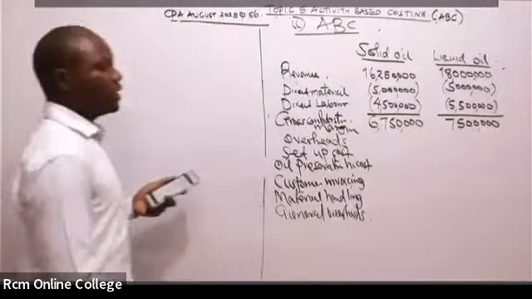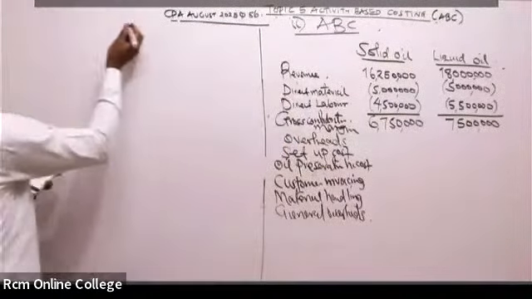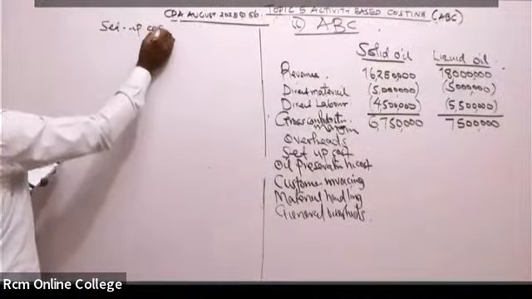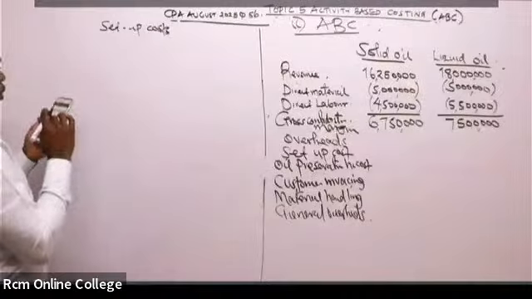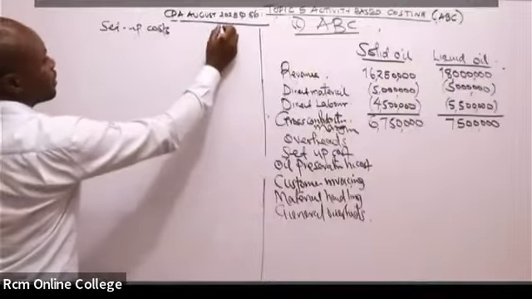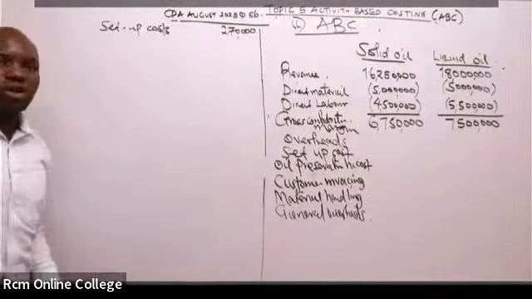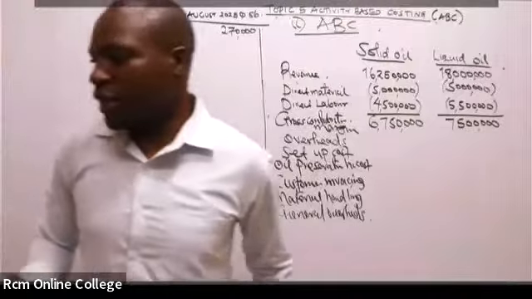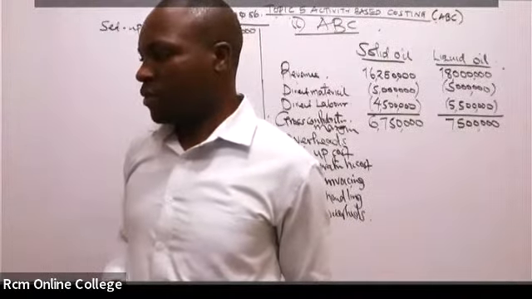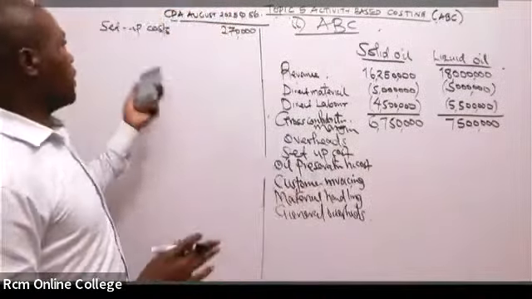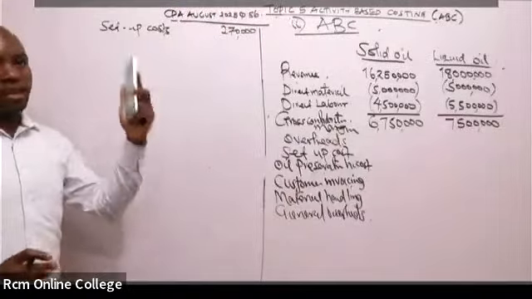General overhead. So let's start with the first one, the setup cost. The total setup cost is equal to 270,000. What is the suitable cost driver for the setup cost?